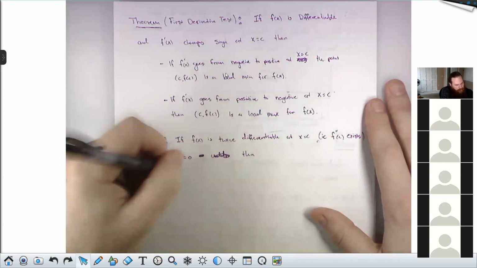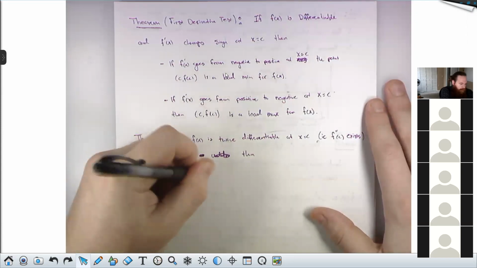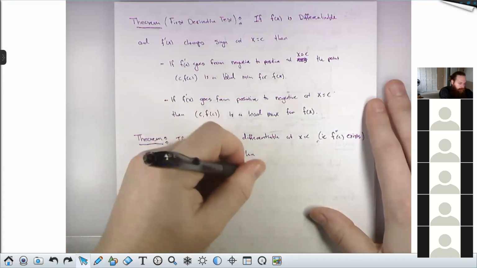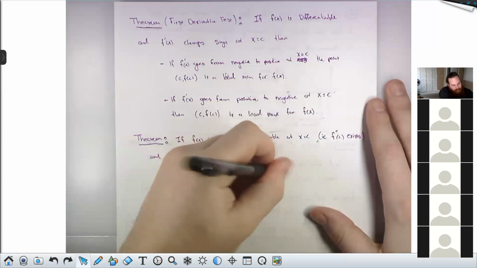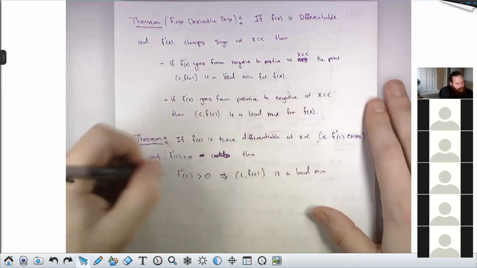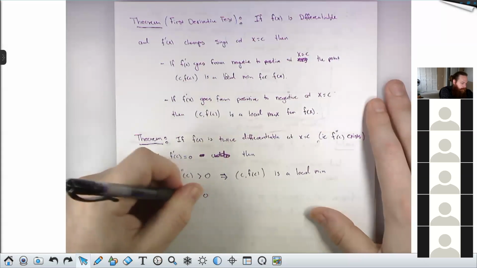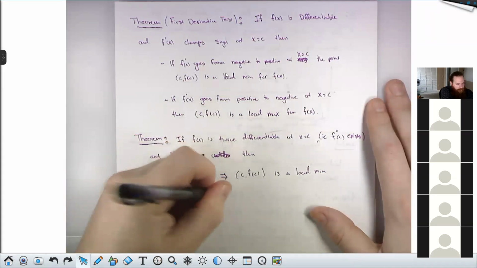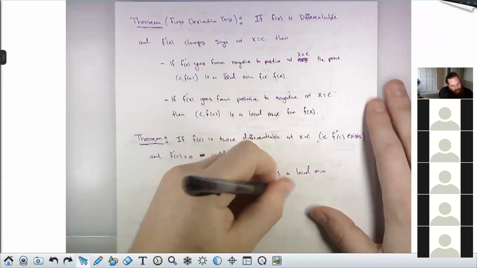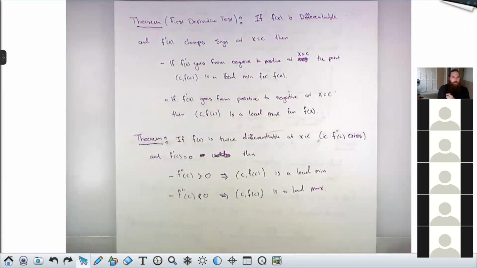Then f double prime of c being positive implies c comma f of c is a local min. And f double prime of c being negative implies that c comma f of c is a local max. And I want to think about why.